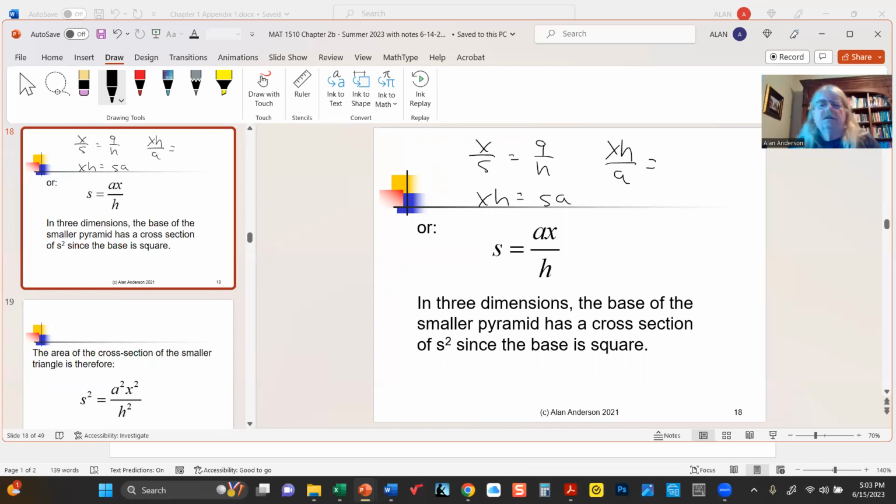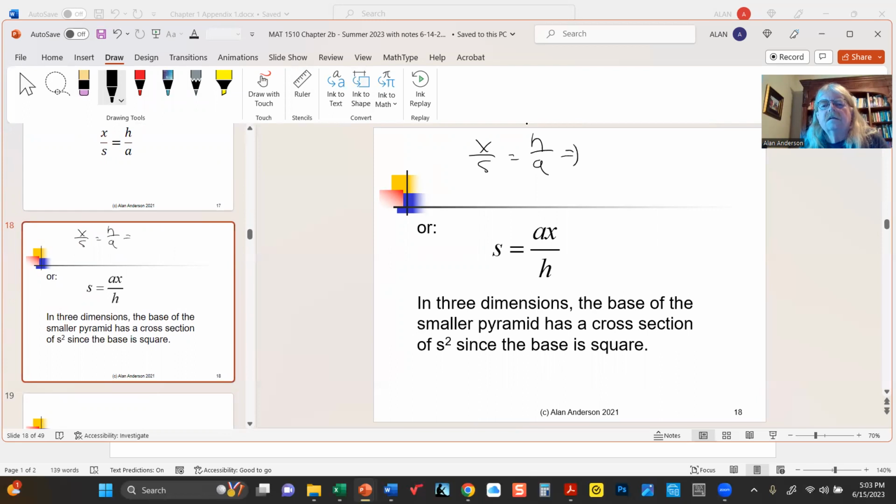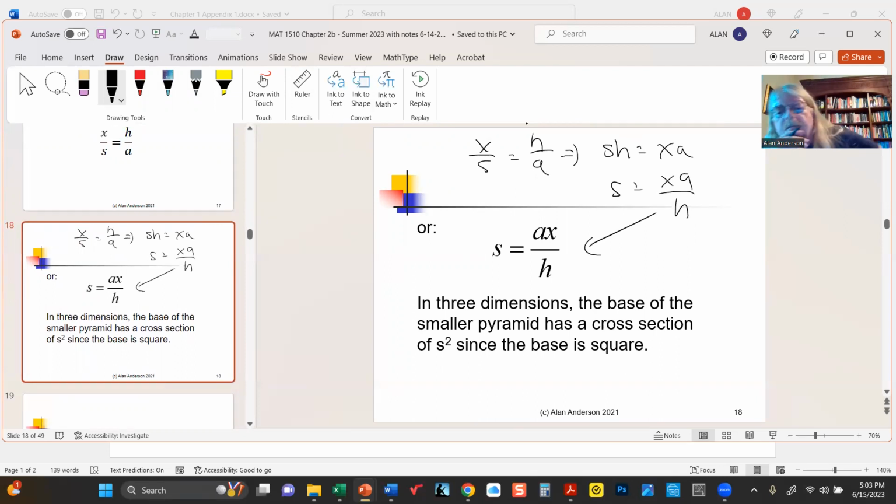Oops, I did something wrong. Ah, no wonder I copied it wrong. All right, and these are the same thing, of course. Now remember too, what we're really after is the area of the space. So that means the area that we need is S squared, A squared, X squared over H squared.